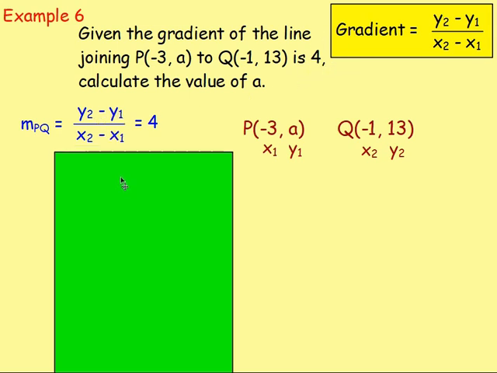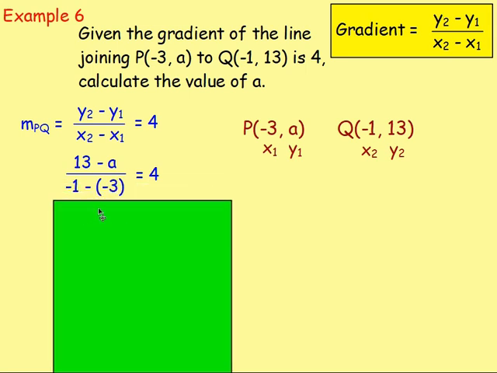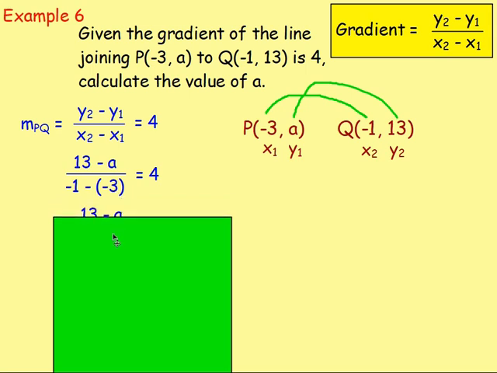So when you sub the values in, it's still going to be equal to 4. When we sub the values in, so y2 take away y1, in this case it's going to be 13 take away. We don't know what this is, we're calling it a, but just sub that in anyway. So it's 13 take away a. That would be divided by x2 take away x1, which is -1 take away -3. Again, because we're taking away a negative, to avoid having the signs touching, we would put the number in brackets. So we've got -1 take away (-3).